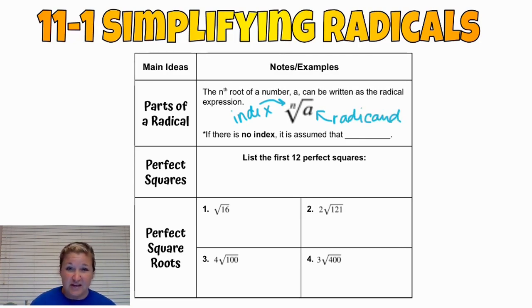Then the a, which is underneath the square root, is called the radicand. And the actual square root symbol is called the radical. So that's what we're talking about when I say radicals. If I say underneath the radical sign, that's what we're talking about.